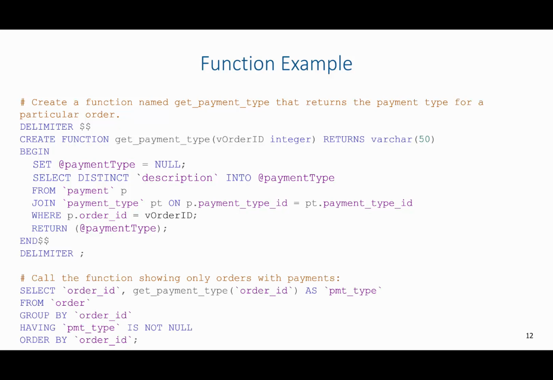In order to call this function, we're going to show only orders with payments. So we're going to select order ID and then getPaymentType of order ID. So this is going to return all the payment types. So we'll give it an alias of payment type. We're going to pull this from the order table. We'll then group by the order ID, and then we're only going to return the records where the payment type is not null, and then we'll order by order ID.